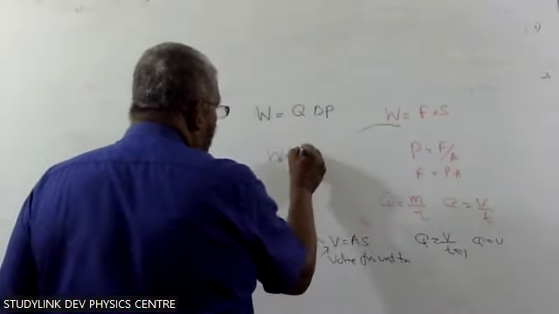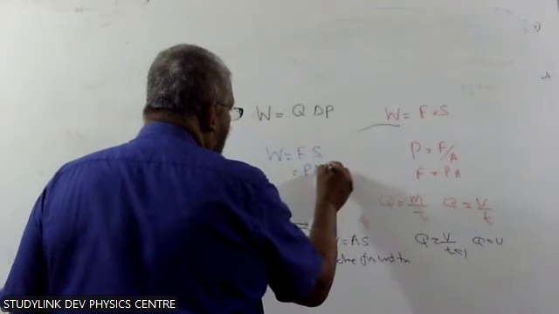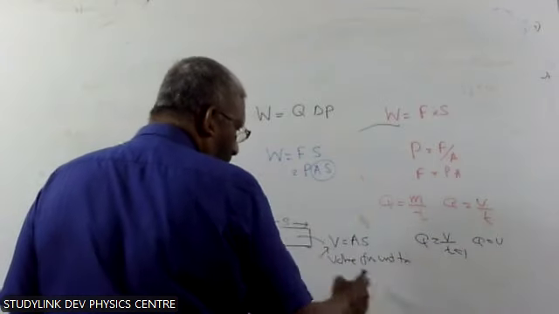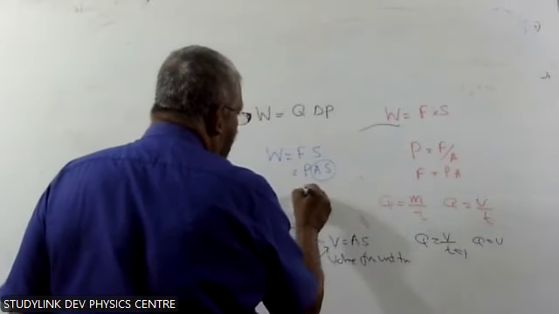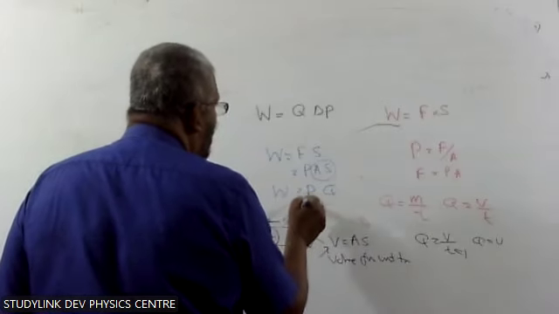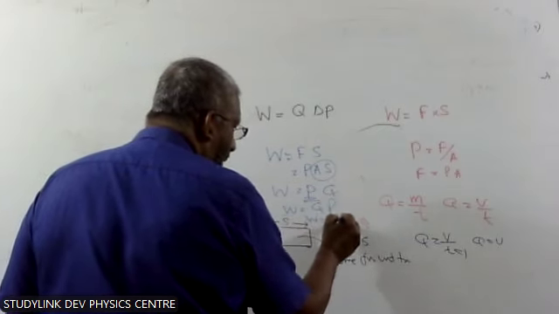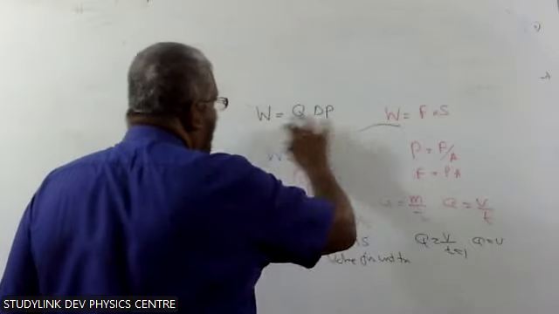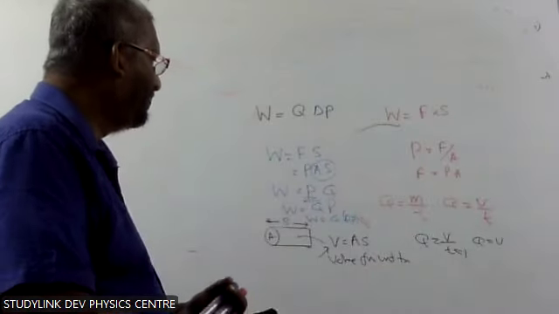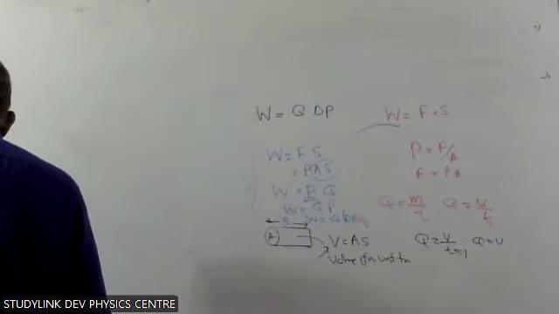Normally W is equal to F s. So F is P A, and A into S we prove is Q. So then this is Q, this is P. Normally P is the pressure difference. So therefore we can write it as Q P. That means W is equal to Q delta P. P normally we consider as the difference, the pressure difference. This is how this equation comes. They don't ask you to prove it, but I showed how you get it.